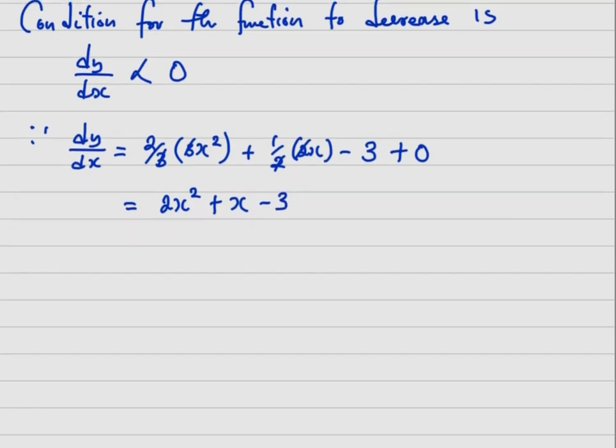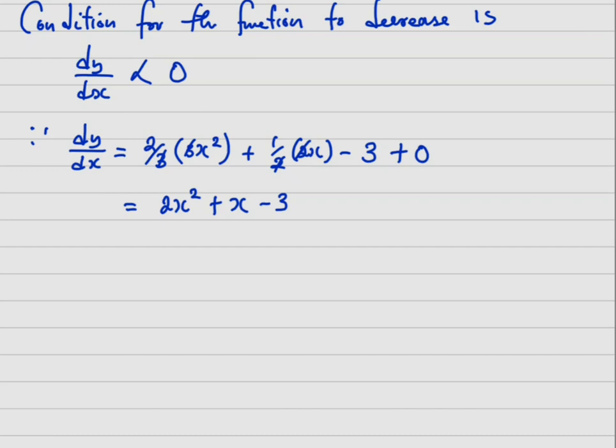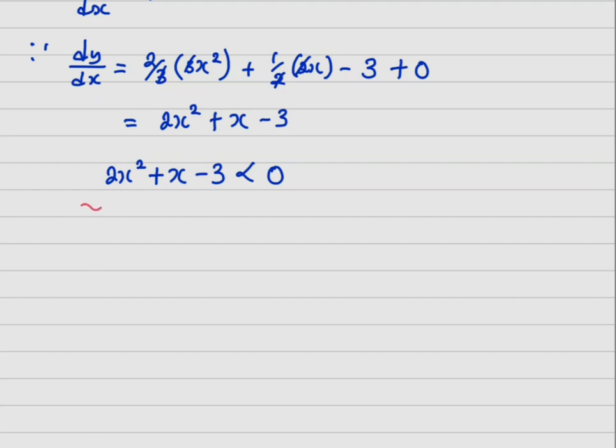But recall, we're told that dy by dx is less than 0. Hence, we have 2x squared plus x minus 3 is less than 0. Now, this has turned into a quadratic inequality. What we'll do is assume that 2x squared plus x minus 3 equals 0, just for us to factorize and possibly get the roots of the equation.